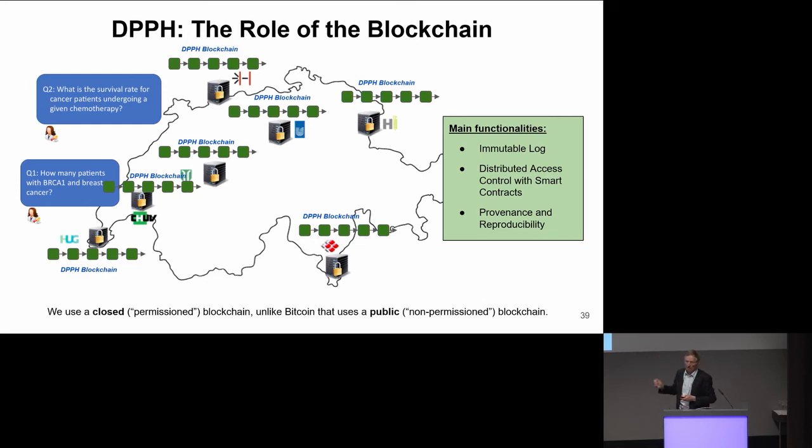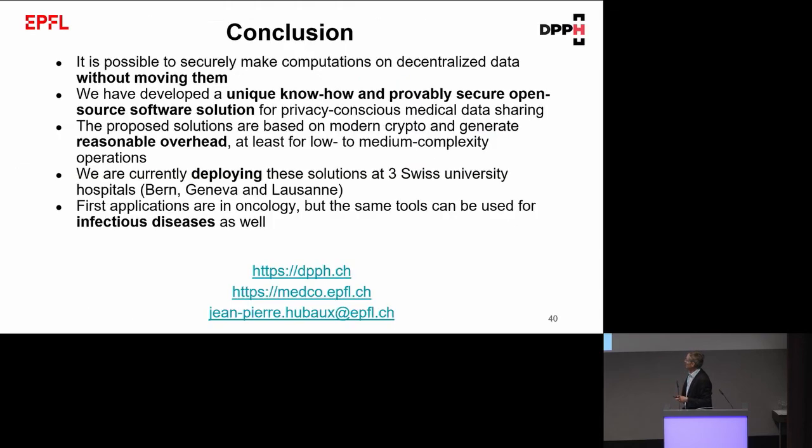But this is not a Bitcoin-like blockchain, right? It's a blockchain that is going to be a closed or permissioned blockchain, which means that it's way, way simpler and less energy hungry than the existing cryptocurrency blockchains. Right? So we are also working on this topic as well.